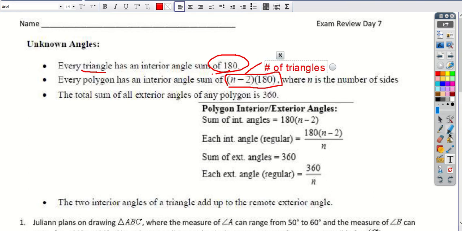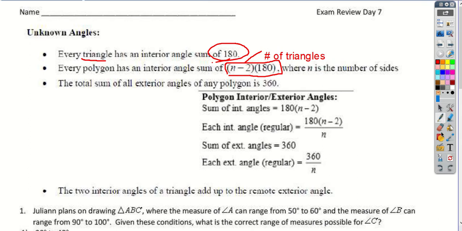And then we multiply that times 180. So for example, if I have a hexagon here, we've done this before in class, I can essentially draw in and create 4 triangles. So n is the number of sides. It's always minus 2 for the number of triangles. So 6 sides, 4 triangles times 180. And that's where the total degrees of the inside comes from.